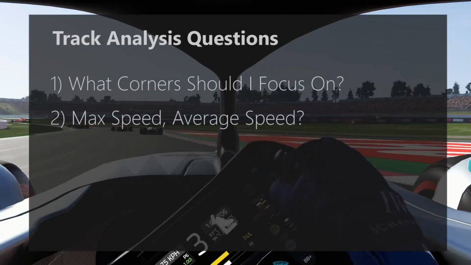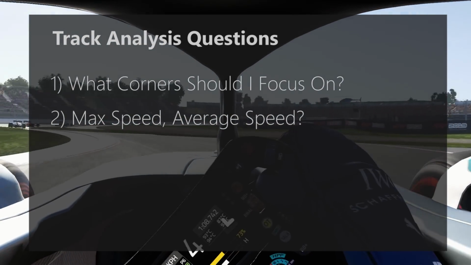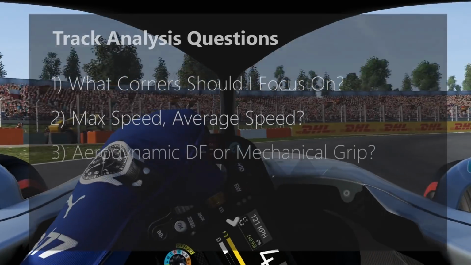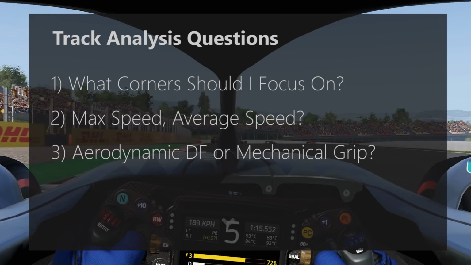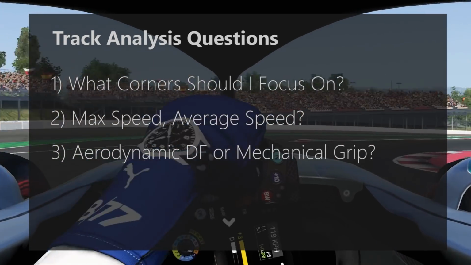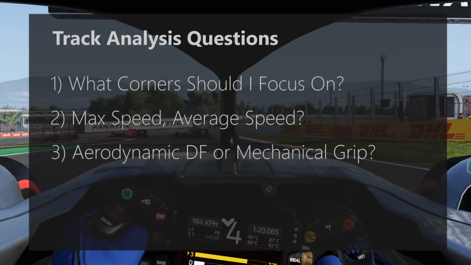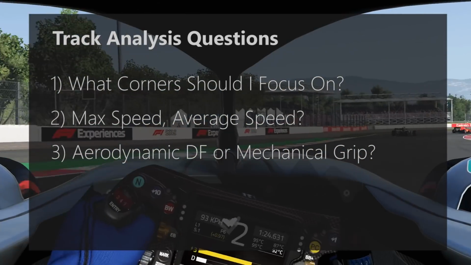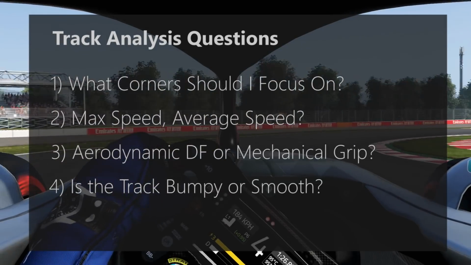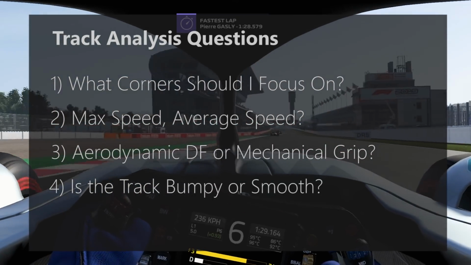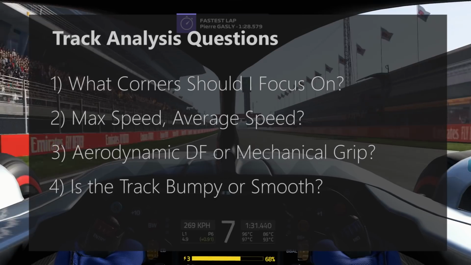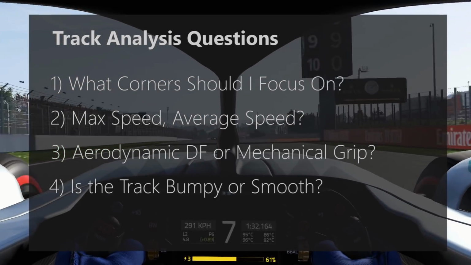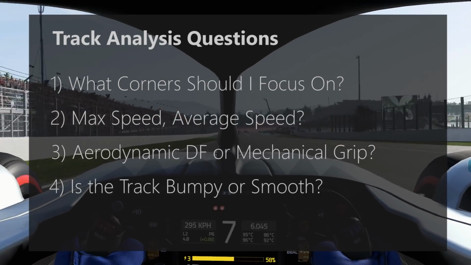We also can look at things like the speed trace to determine the max speed of the track, and what speed we're spending most of our time at. Does the track favor more aerodynamic downforce or mechanical grip? Do you need to go with a stiffer suspension setup for a stable aero platform or a softer one for more mechanical grip? Is the track bumpy or smooth? Maybe if it's bumpy, is it bumpy for one specific section of the track, maybe like Sector 3 of Catalonia, or is it bumpy throughout the track? Maybe it's a road track like Long Beach.